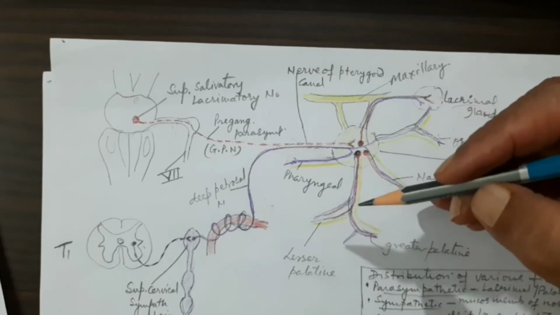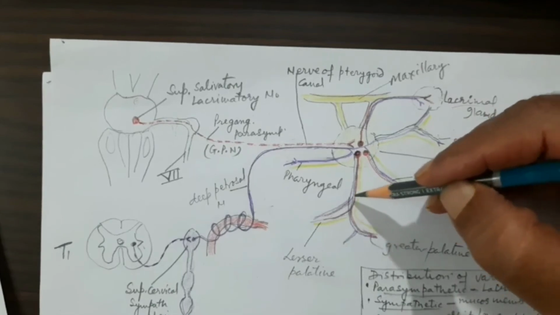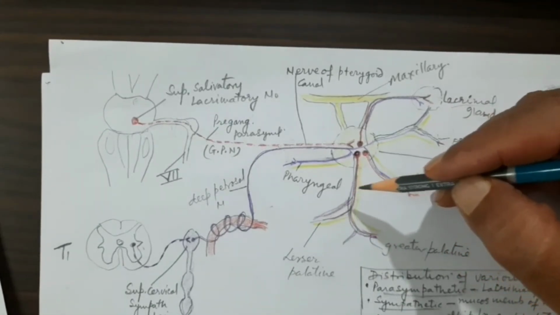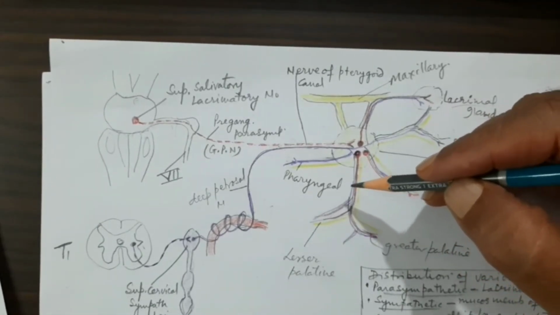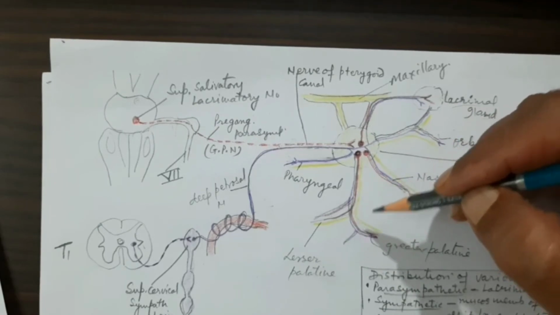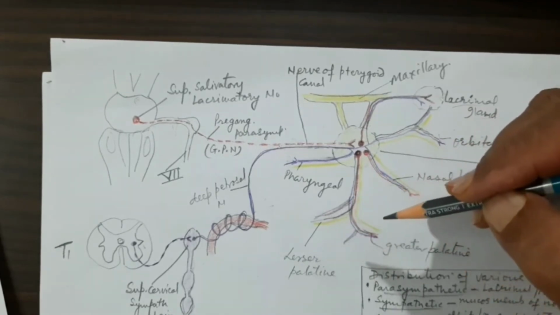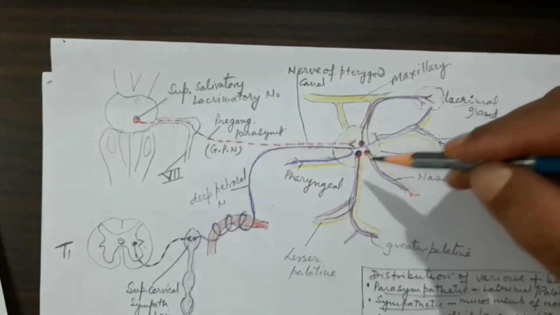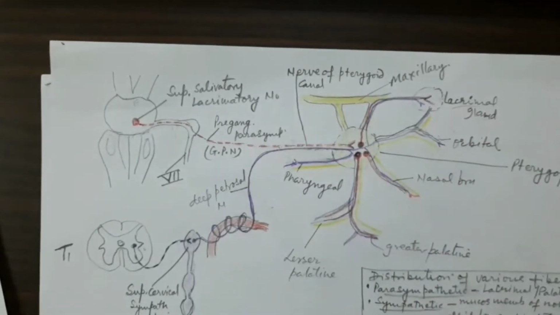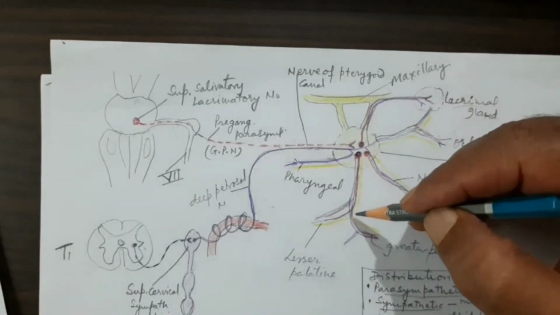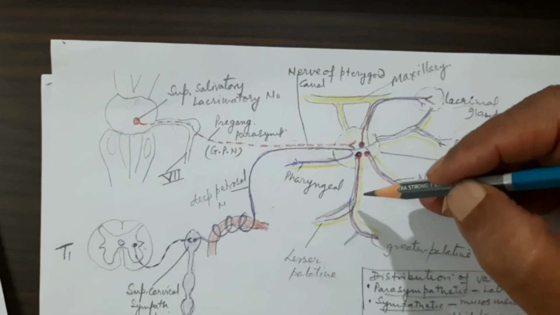and will supply the fibers that will go to the lateral nasal wall, to the hard palate, to the soft palate, to the palatine tonsil, okay. So this area is supplied, and most of these fibers are carrying all three types of fibers.